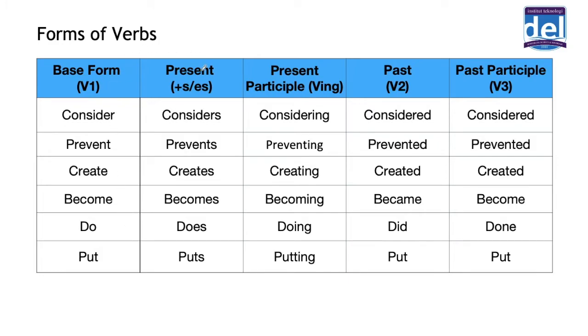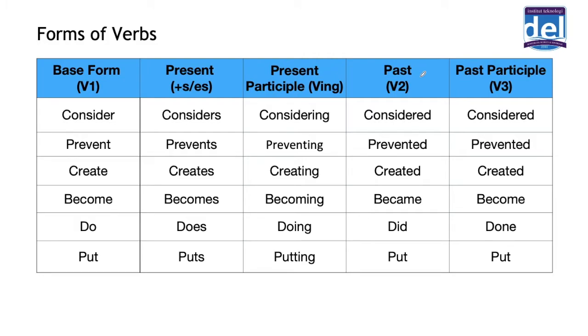Okay, and then we have the present form with S or ES. We use this for present tense for subject she, he, or it, like considers, prevents, creates, it becomes, for example, yeah? And then we've got present participle, or verb ing. We use this for continuous tense and also for an adjective. Present participle, remember?